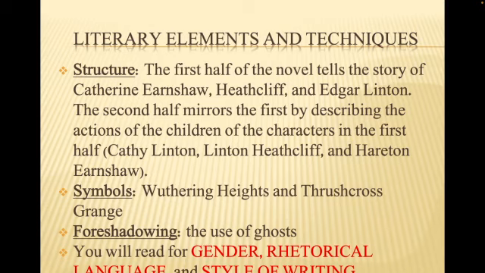Your big symbols of literary elements are the homes themselves, Wuthering Heights and Thrushcross Grange. They represent not just the geography of the place, but of the people living inside. Again, you're going to see a lot of Gothic elements coming through the story. Watch specifically for the use of ghosts when it comes to foreshadowing what you might learn next in the story. You should also read for the sense of gender, for rhetorical language, and the style of writing.